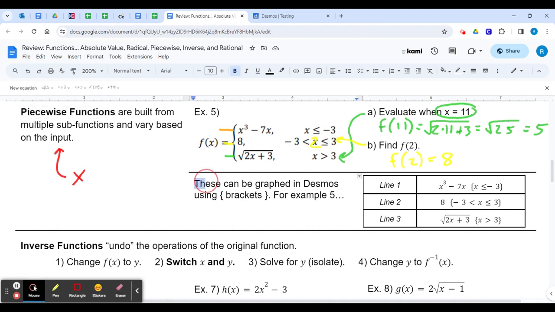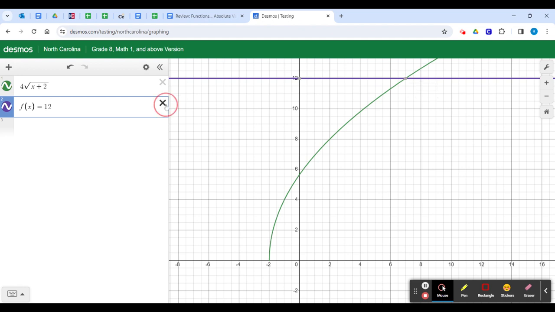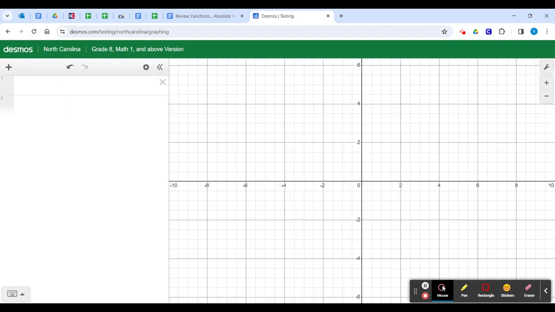Now, there are going to be some problems where we need to graph piecewise functions. We can do this using these squiggly brackets here. For example 5, it's going to look like this. The orange part is graphed in one line, the yellow part is graphed in another line, and the green part is graphed in that last line here. So let's go ahead and do that. Make sure that you have the ability to do that here.